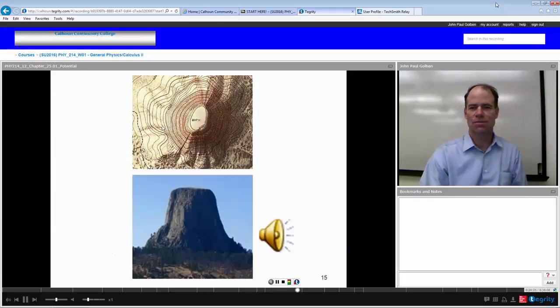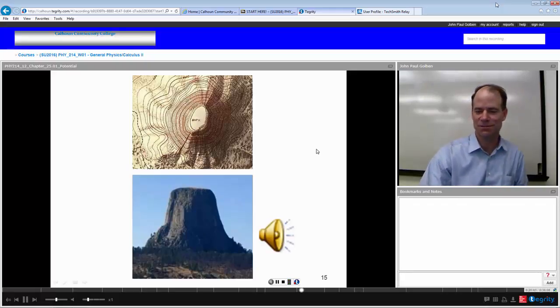So we have this contour map associated with this Devil's Tower, which actually was the focal point of the movie Close Encounters of the Third Kind. I was supposed to have a dun dun dun dun dun music here, but it's not going to play while I'm talking to you, so that would be fruitless.